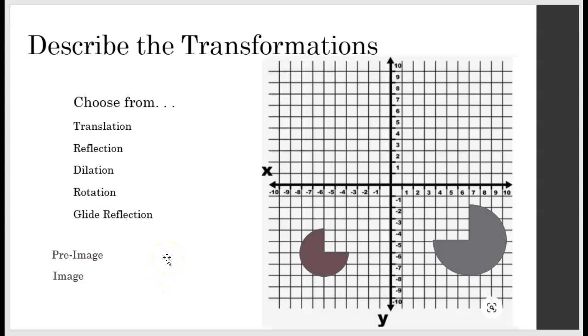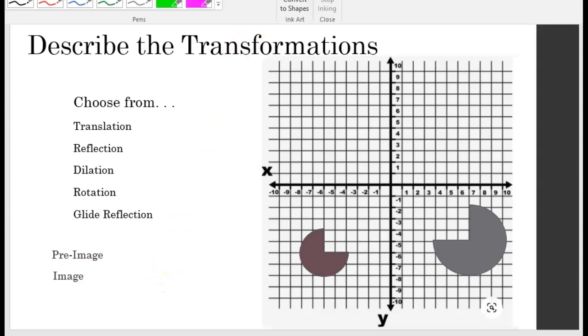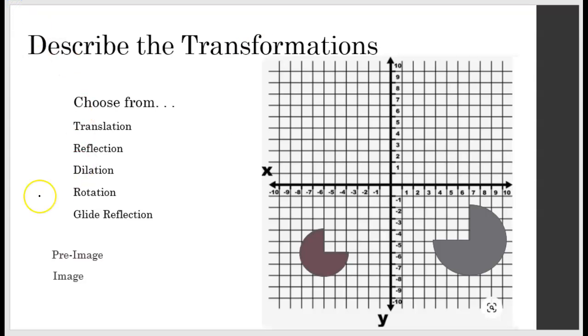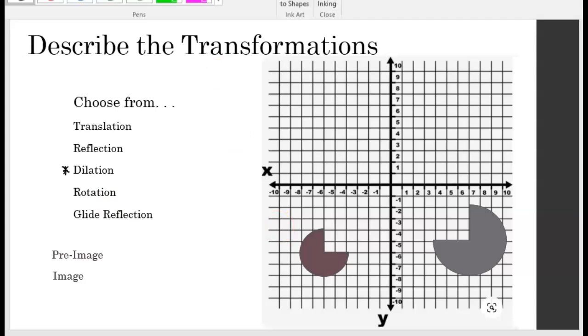On this one, again, one of the very first things that I see is that the gray one is much larger than the purplish one. So clearly we have a dilation going on here. So definitely made the thing a little bit bigger, okay? So let's click on that.